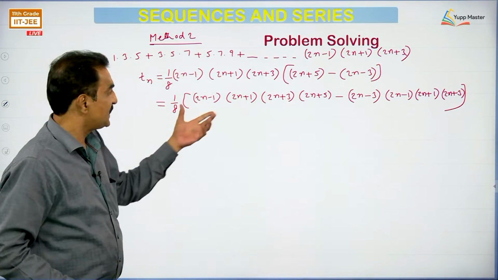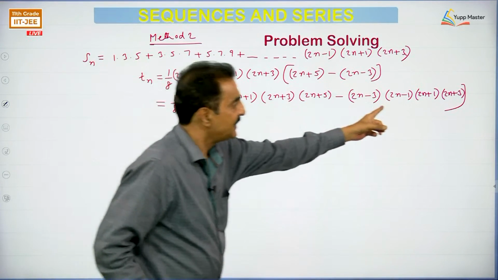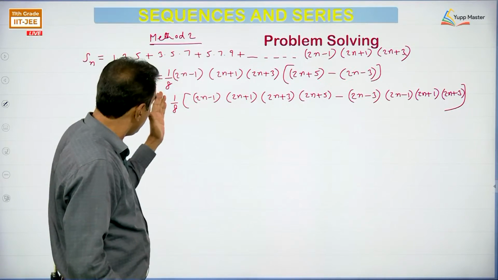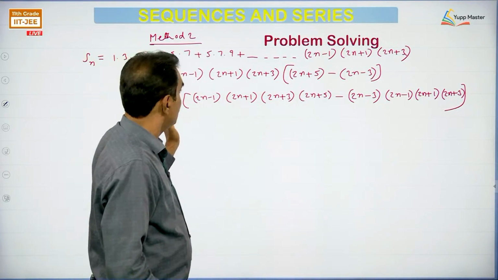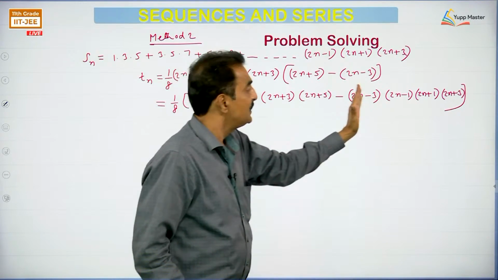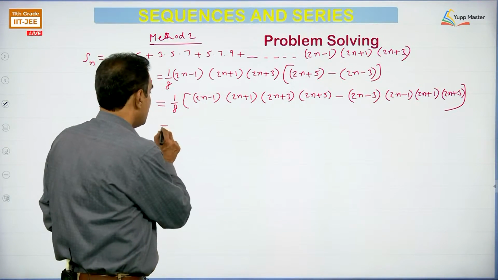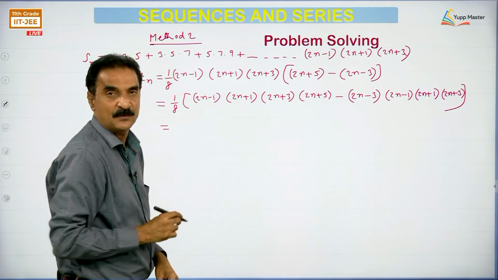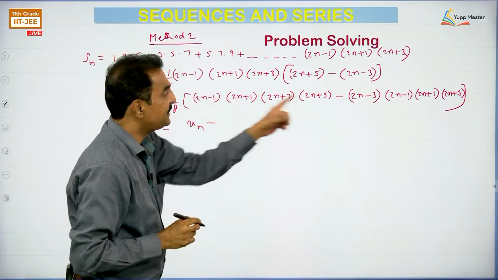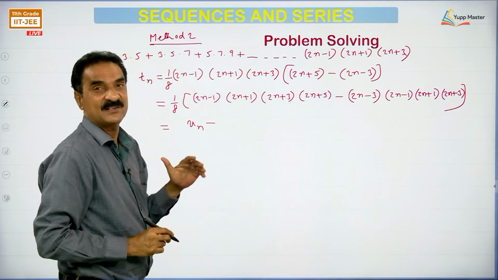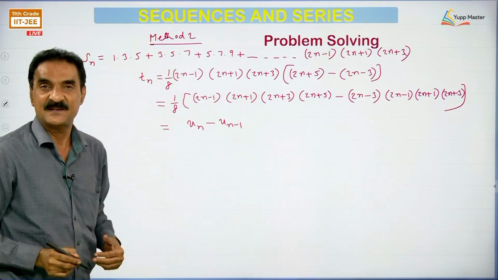Now, if you observe, if n is replaced by n minus 1 in the first term, you are getting this. So, if you take 1 by 8 into this product of 4 factors as un, then the second term, 1 by 8 into the product of those 4, will be un minus 1. So, nth term is expressed as a difference.